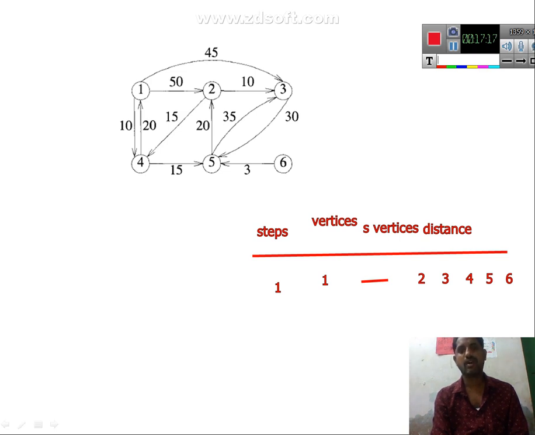So likewise we have to construct the values. So 1 to 2 is 50, 1 to 3 there is 45, 1 to 4 is 10, 1 to 5 there is no path, it is infinity. 1 to 6 there is no path, infinity. So if there is no path we assign infinity. So 1 to 2 50, 1 to 3 45, 1 to 4 10, 1 to 5 there is no path, 1 to 6 there is no path.